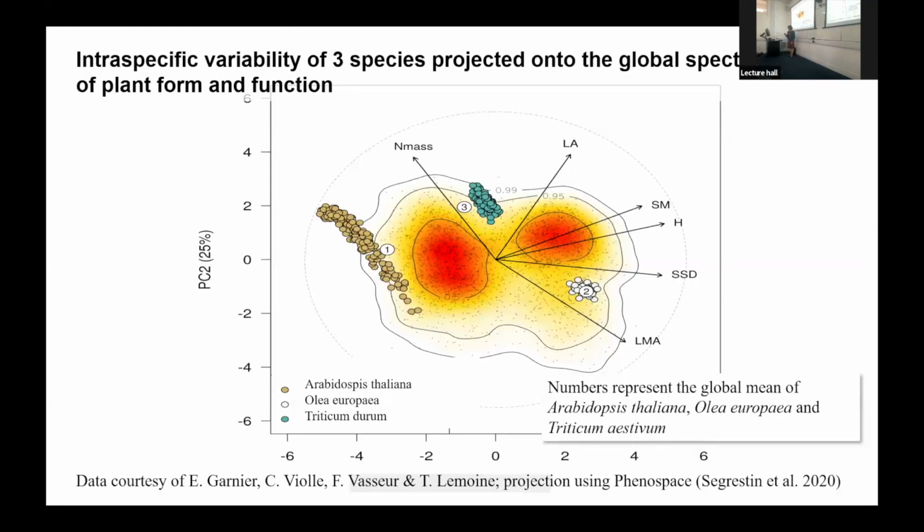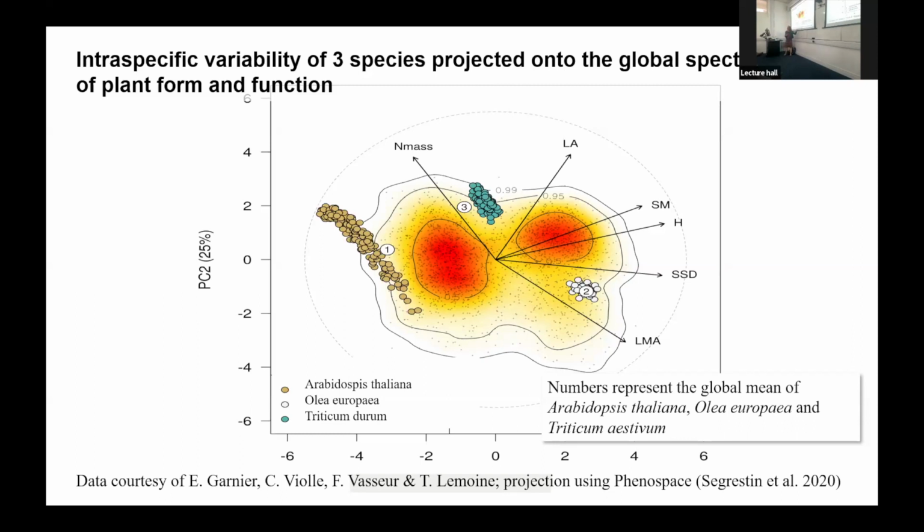So for example, here, the numbers represent 3 species projected on the global spectrum on the basis of the global mean trait values: olives, species of wheat, and Arabidopsis. And the smaller circles represent the positions of individual populations or accessions of the same 3 species. And you can see in all 3 cases, there's quite a scatter, quite a cloud around the global mean.